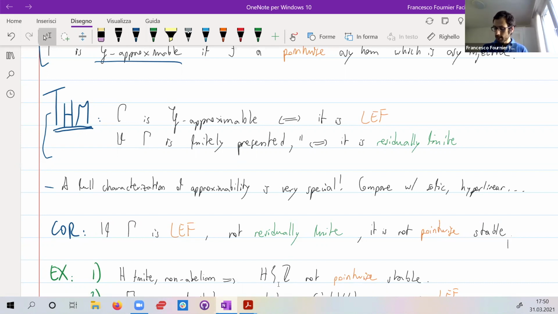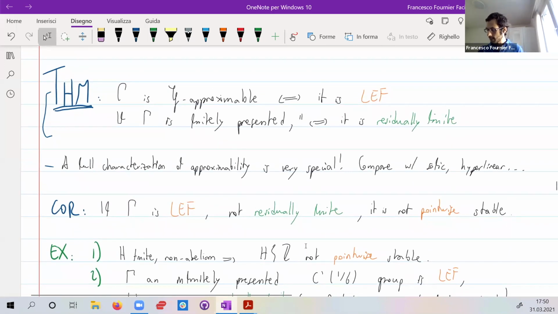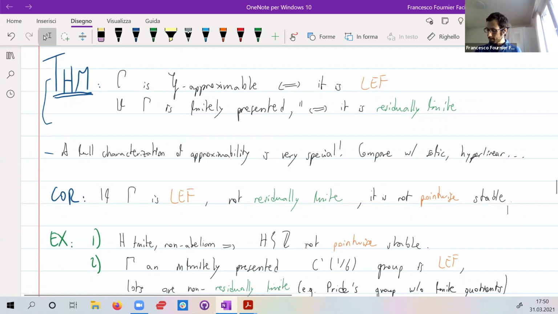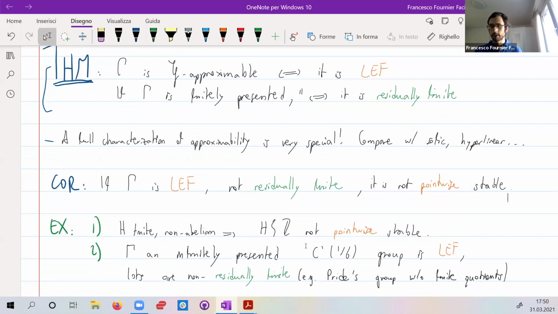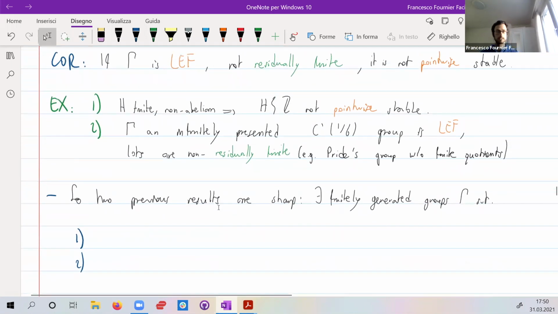And similarly, another large family of examples is that if gamma is an infinitely presented small cancellation group, then it is LEF. But there are lots of examples which are non-residually finite. Okay, and an example is this group constructed by Pride without finite quotients. So plenty of examples of this kind, plenty of finitely generated examples. And so we get sharpness of two previous results, which I have mentioned already when they appeared.